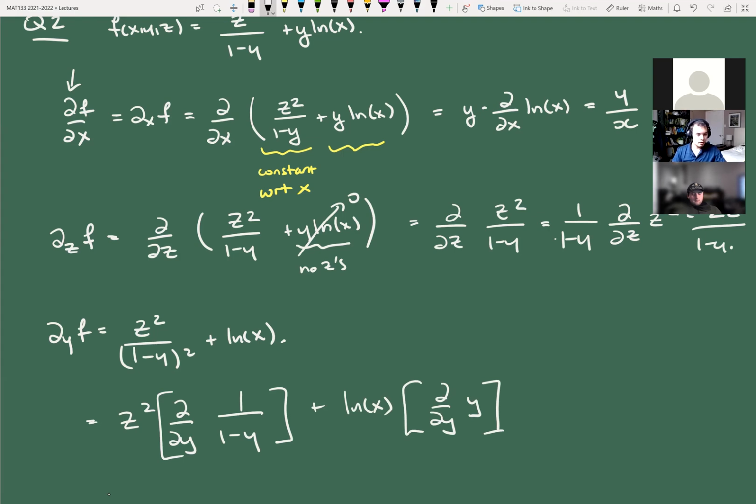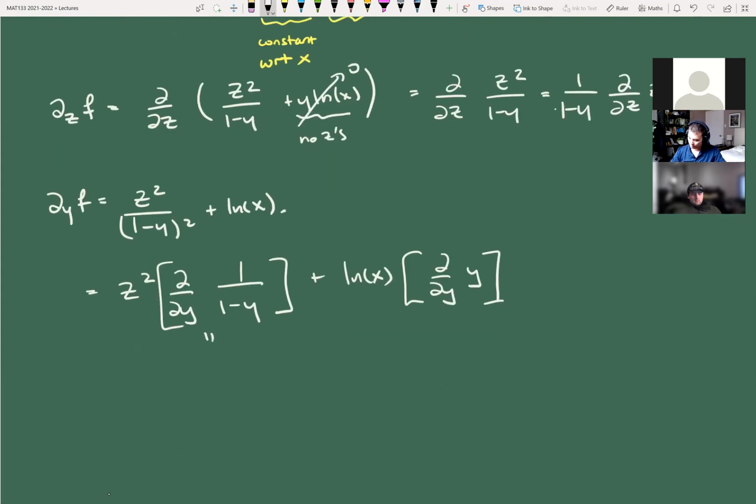Why is it 1 minus Y squared for the Y partial? So this thing is 1 minus Y to the power of -1, right? So that gives me negative 1 minus Y to the power of -2 times the derivative of the inside, which is -1. And that gives you that.